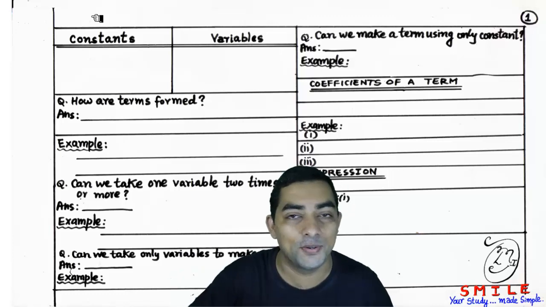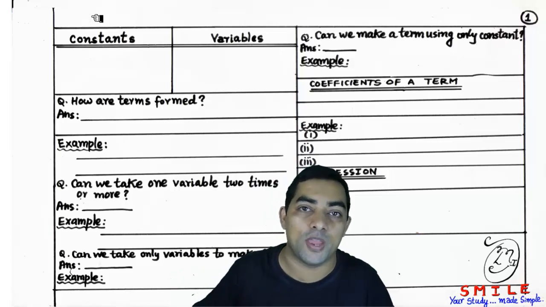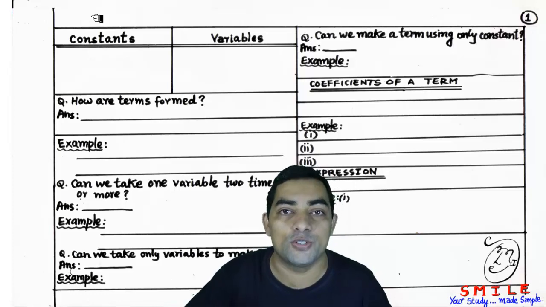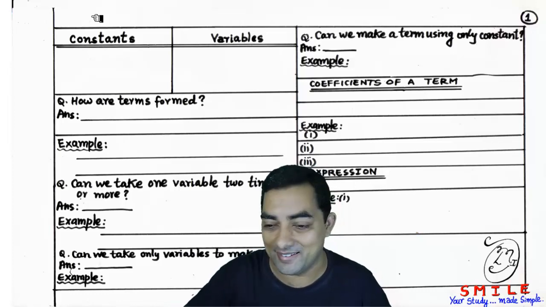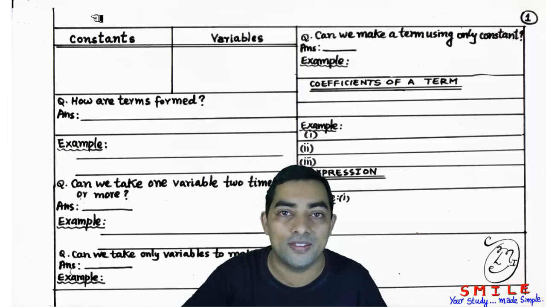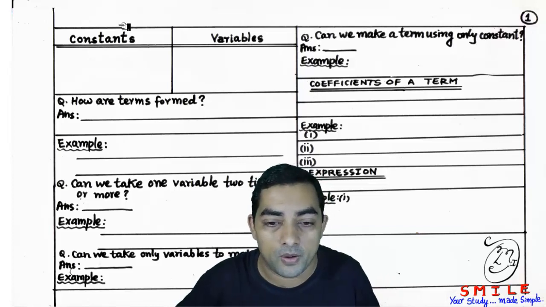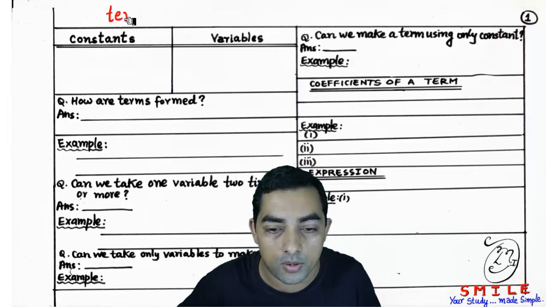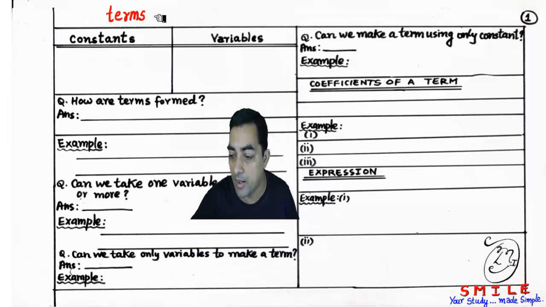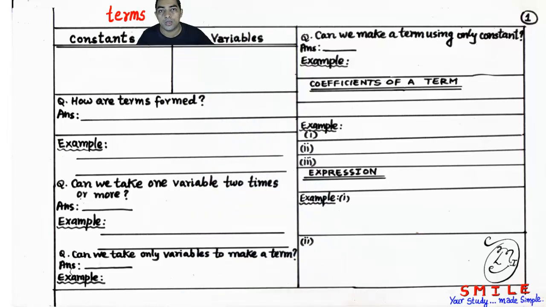Hi students, today we'll start with the chapter Algebraic Expressions and Identities, and we will start this chapter, or rather this topic, by helping you understand what terms are. The most important part in this particular chapter is first understanding what terms are and how these terms are made. So let's start with this.